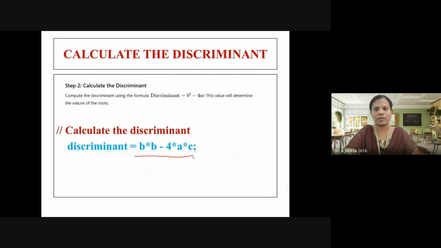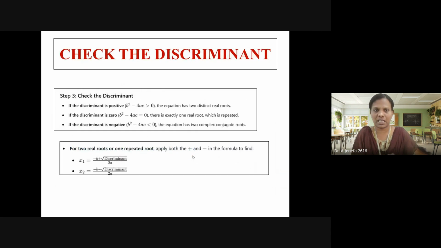Fine, let me move on. So this is the first case. In case my determinant value is greater than 0, I have to calculate root 1 and root 2. And what is the formula to calculate root 1? Minus b plus root of.